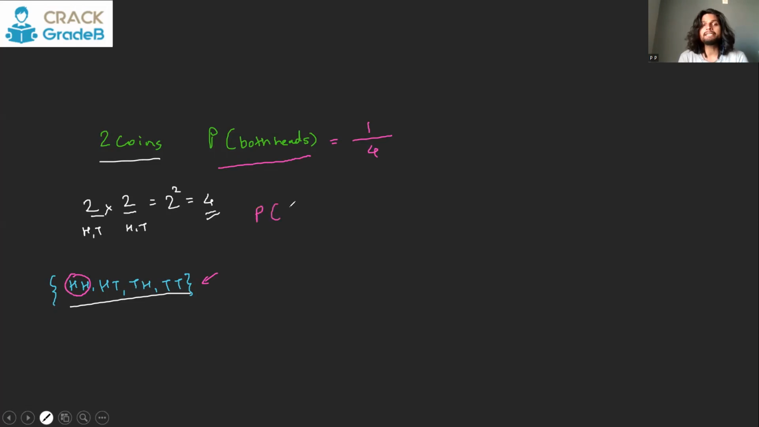If I ask you what is the probability of one head and one tail, that is, one coin has head upon it and one coin has tail upon it. Again, the total cases will be 4, out of which this and this will be our favorable cases. So there are 2 favorable cases out of 4, so 1 by 2 will be the probability.